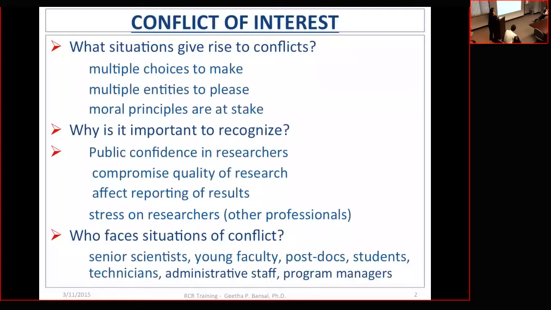So there are lots of issues that come up as conflicts when you are living your daily life as a scientist or as a researcher. And we'll go through some of those.